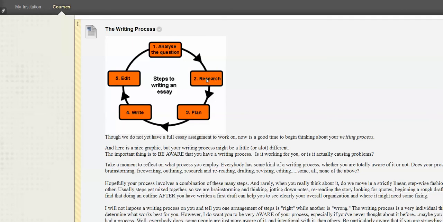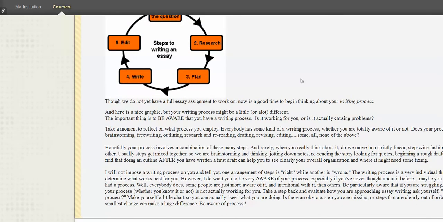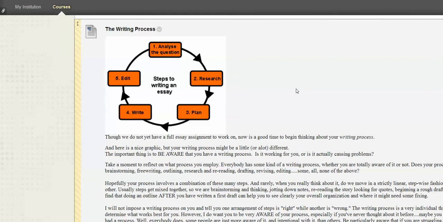Maybe you're going back to look for quotes. So they all do sort of get mixed together. It's not unorganized. And really, again, there's no sort of perfect order of doing these things. What's important is that you're aware of your process. And especially if you find that you're investing a lot of energy in writing essays, but not always getting the grade that you think reflects all of that hard work.